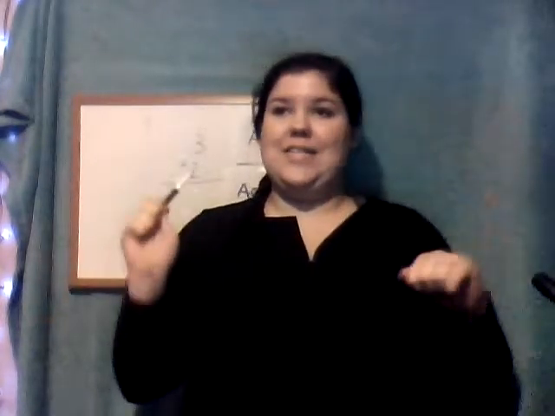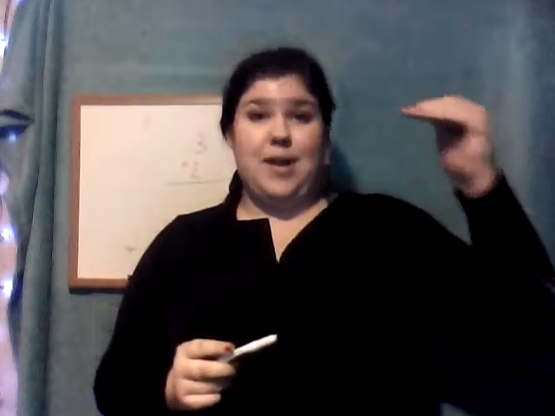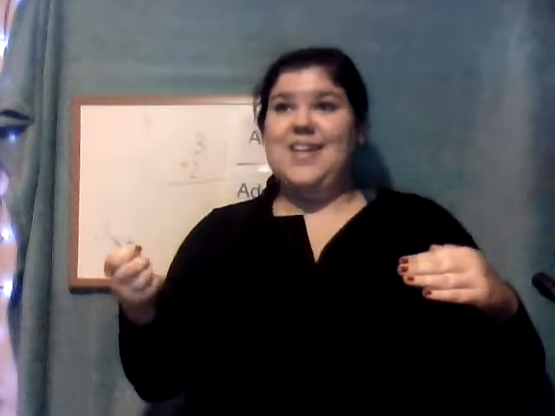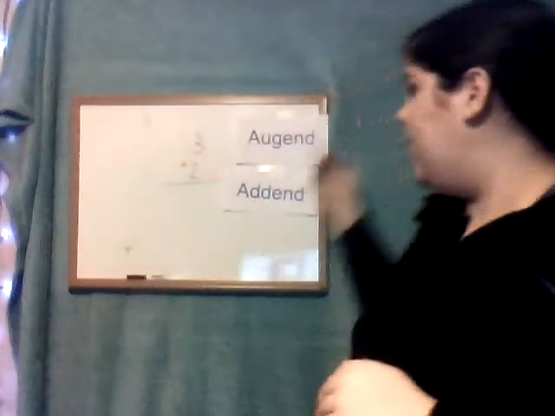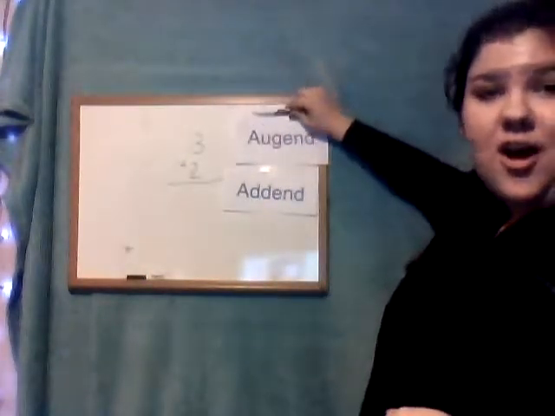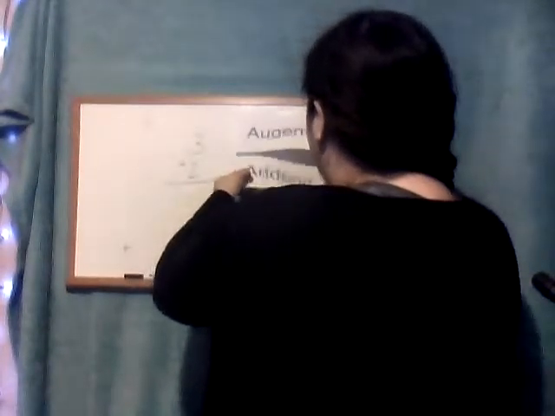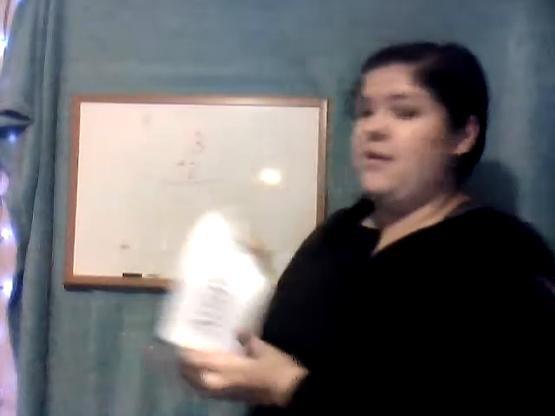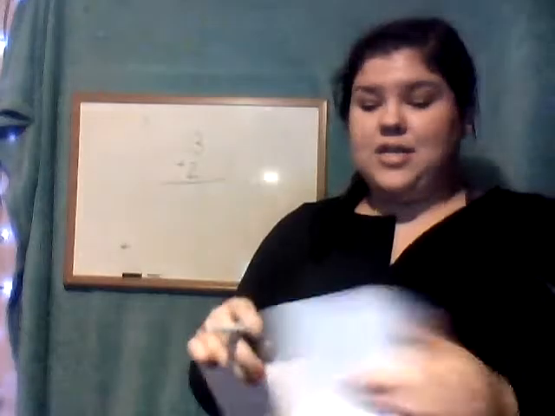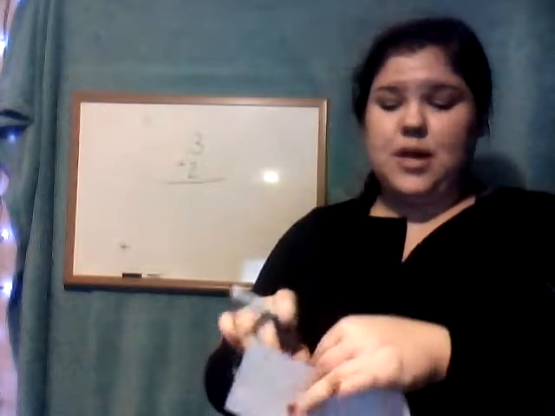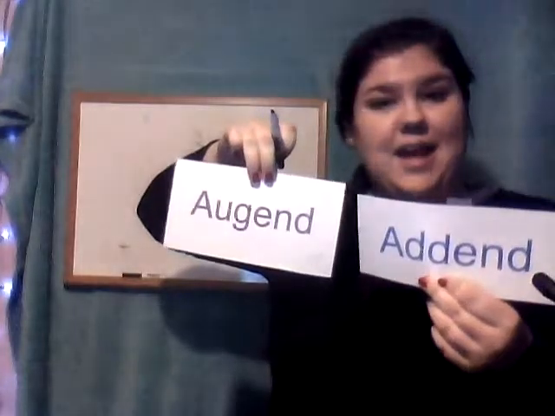All right, now I'm going to cover this up. Now, what is it called? The top number is called a what? Not an add end, but that is one of them. Yes, an odd end. An odd end is the top number. Now, what about an add end? Yes, the second number. The first number is an odd end, and the second number is an add end. Okay? Now, I'm going to take these down, and I'm going to write a vertical equation, and I want you guys to tell me where I need to put the odd end sign and the add end sign. Okay?